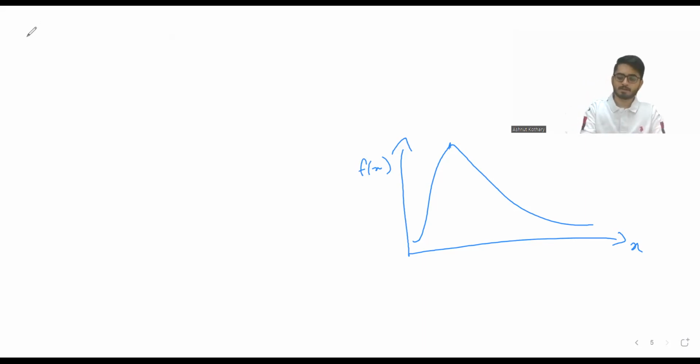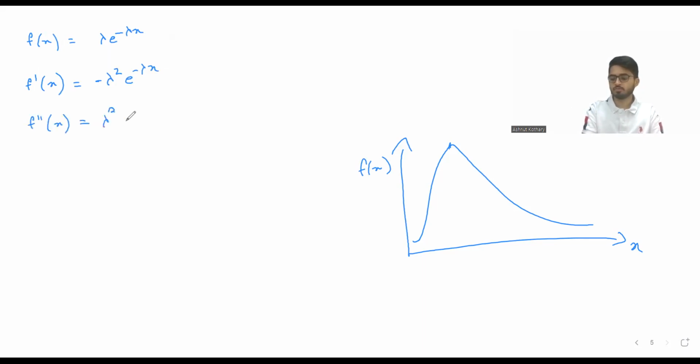So here, I need to maximize PDF, right? Fx was given to be lambda e to the power minus lambda x. Take a look, then you can note it down. If I differentiate it once, this will come out to be minus lambda square e to the power minus lambda x, and second derivative will come out to be lambda cube e to the power minus lambda x. Now you will see that in the first derivative, lambda is positive, so lambda square is always positive. E to the power minus lambda x is also always positive. First derivative is always negative.